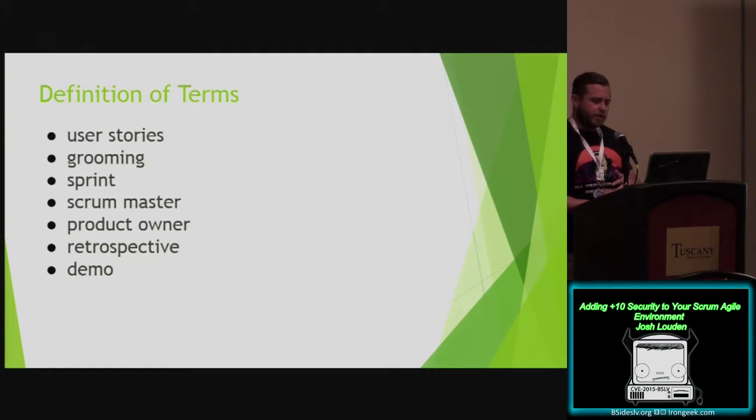A retrospective is a meeting run by the Scrum Master at the end of each sprint to reflect and allow for discussion of what went well, what didn't go well, and focus on things that they can improve week by week. And then finally, a demo or the demonstration.